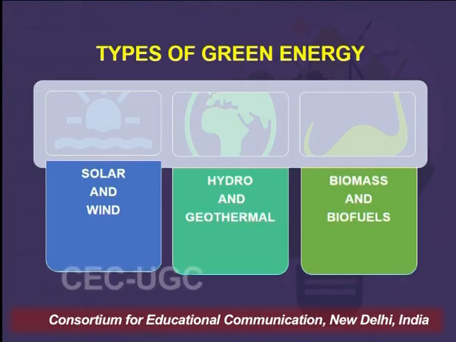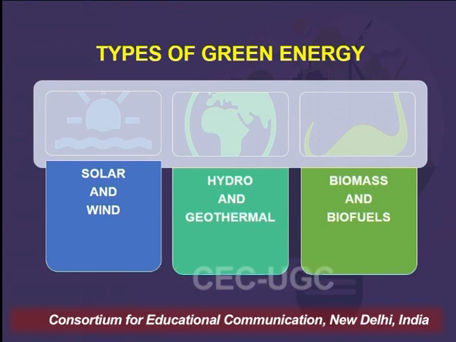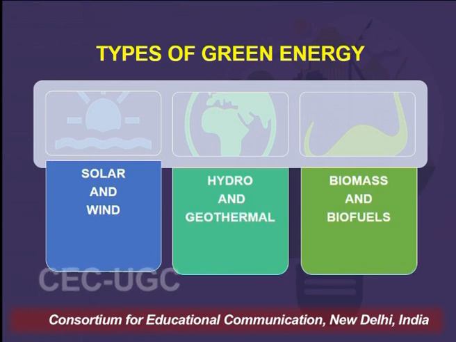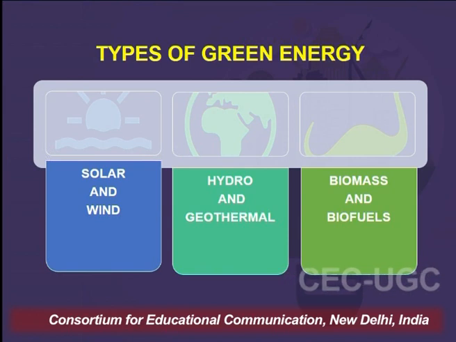When we talk about green energy, there are three types of green energy. Number one being solar and wind energy, hydro and geothermal energy, biomass and biofuels, the energy obtained from biomass and biofuels. These are all types of green energy which cause a minimum amount of pollution.